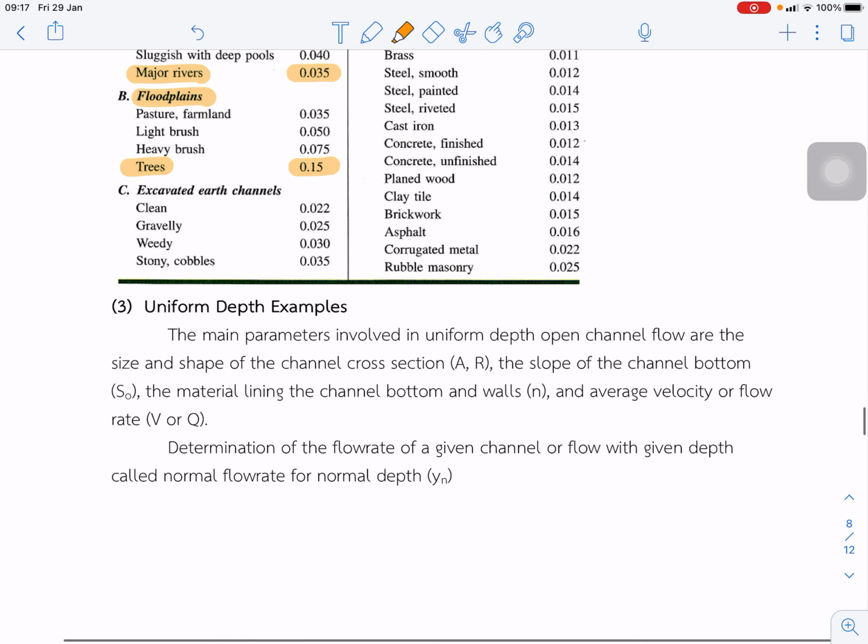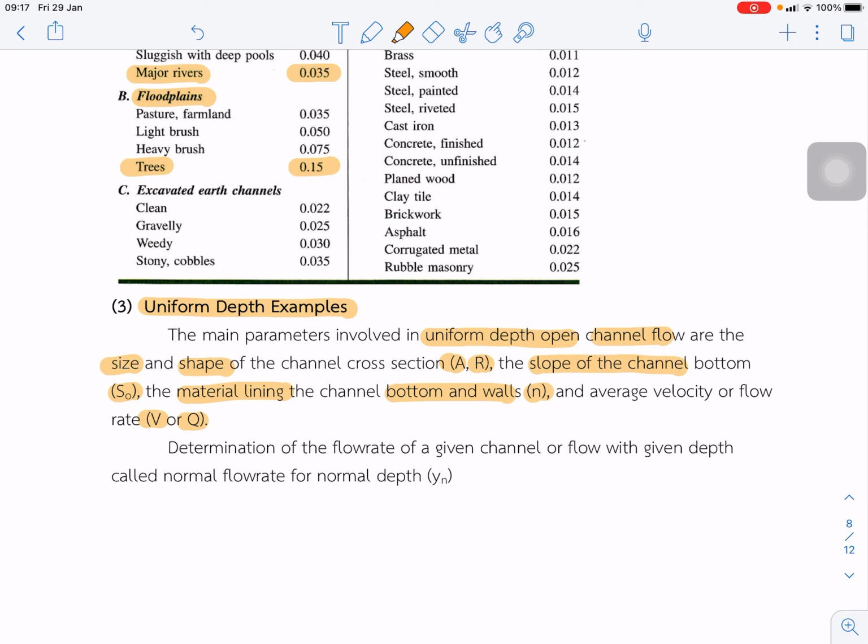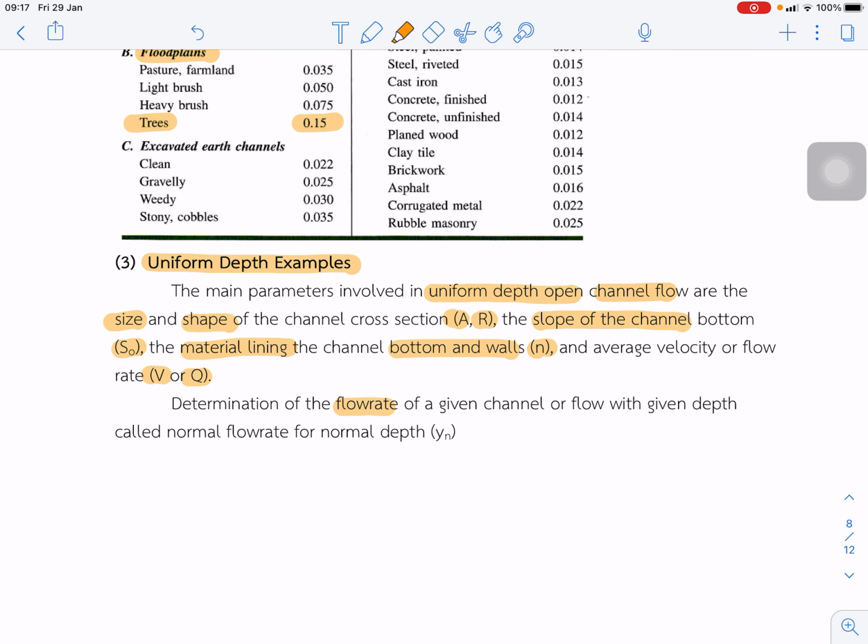The uniform depth example. The main parameters involved in uniform depth open channel flow are the size and shape of the channel, the cross-section area and radius, the slope of the channel S naught, the material lining the channel bottom and walls, which is the n parameter, and the average velocity of the flow V or Q. And this is the determination of the flow rate of a given channel with a given depth. So we call the depth the normal depth, Yn.